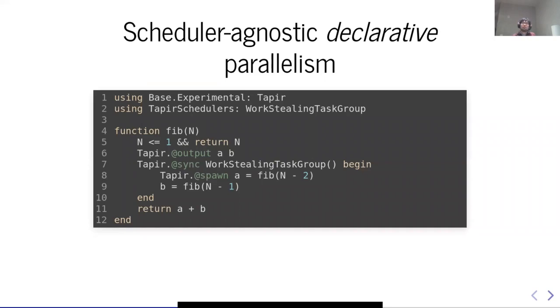I'm mentioning this here because the Tapir API now includes a way to define a scheduler without touching the Julia runtime itself. It's rather an experimental API, even within the Tapir API, which itself is experimental. But anyway, this is a fun way to play with task scheduling. And to use this feature, you just have to implement something called a task group in pure Julia, and then pass it to this Tapir at sync macro we were discussing.